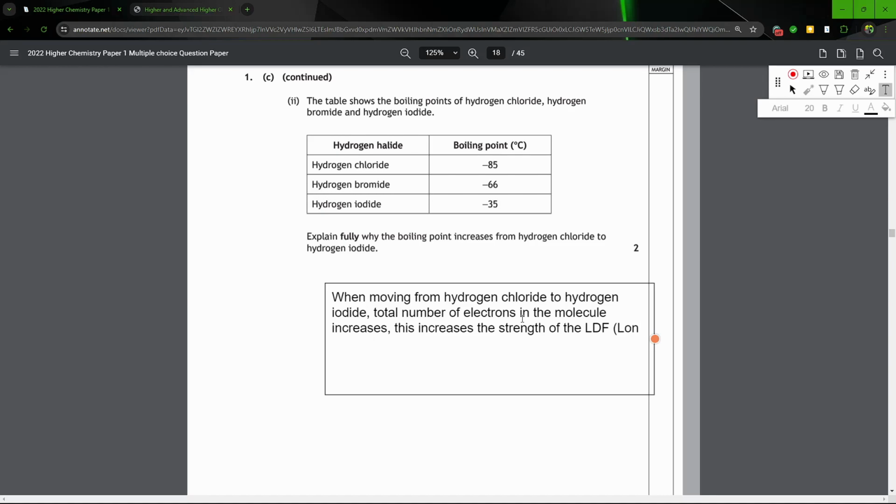That's not how you spell London. LDF means that the LDF between the molecules requires more energy to break, therefore higher boiling points. You never know how to spell boiling, do I?